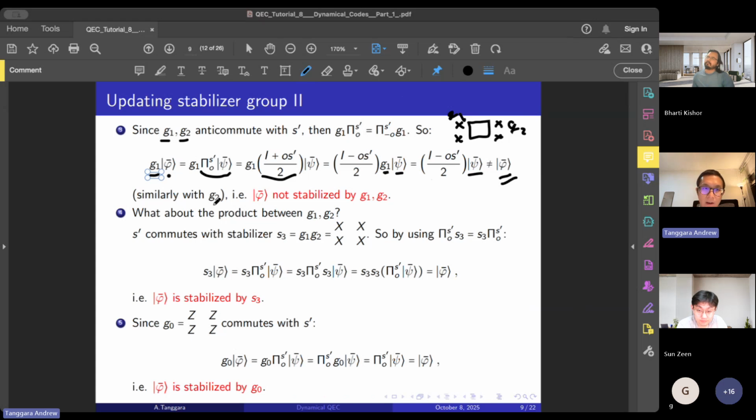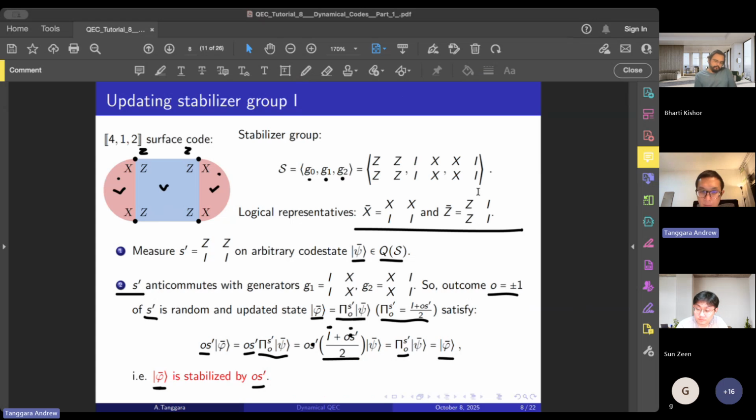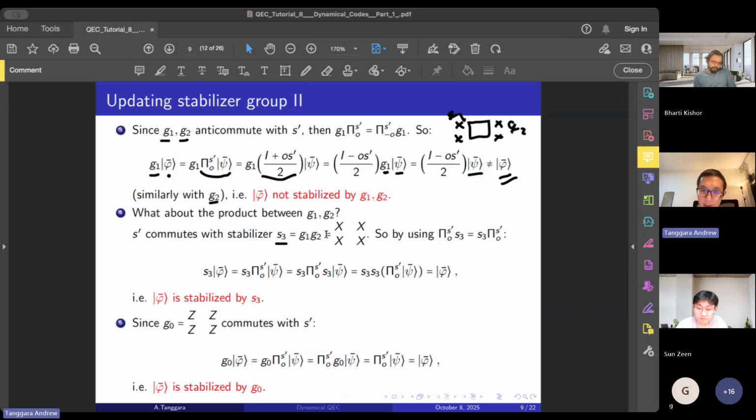So we can do the similar thing with G2, and you'll find the same thing here. So this phi bar is not stabilized by either G1 or G2 individually, but what about the product of those two, right? So let me define this S3, which is the product of G1 and G2. And this is still in the stabilizer of the original surface code, because it's just the product of these two generators.